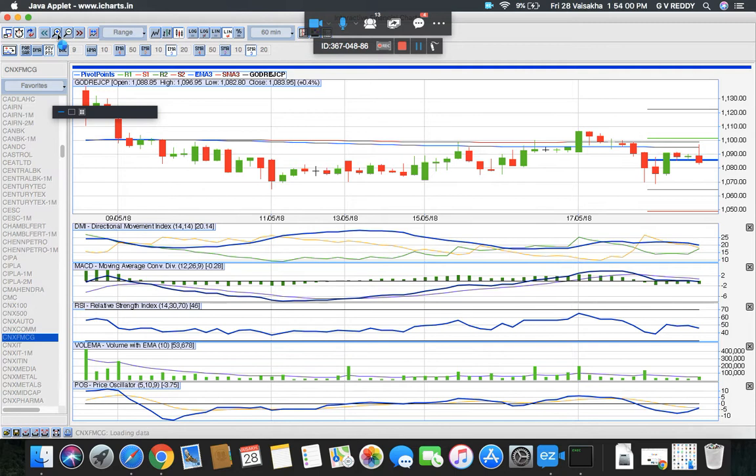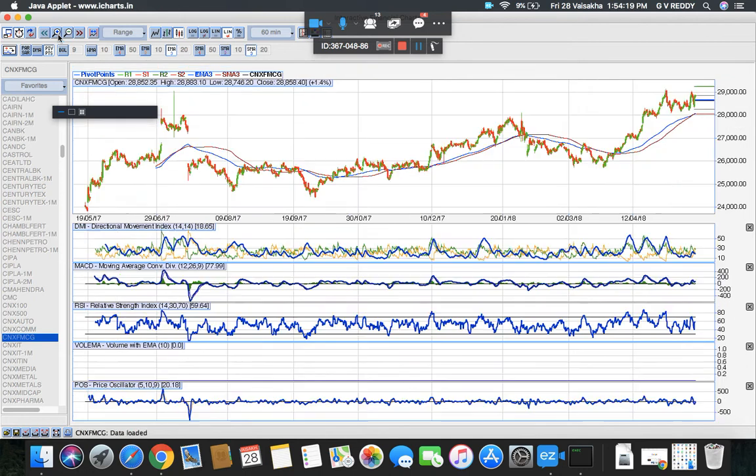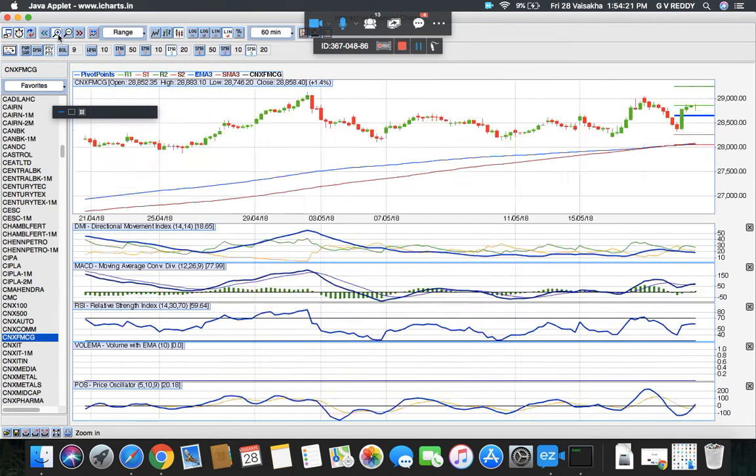The best position I would consider is to buy at today's low, which is 1070 or maybe 1064. So I would consider buying Godrej Consumer Products at this particular level rather than the current level, because there is an immediate resistance here. So we need to avoid taking the long position or buy position in Godrej Consumer Products.